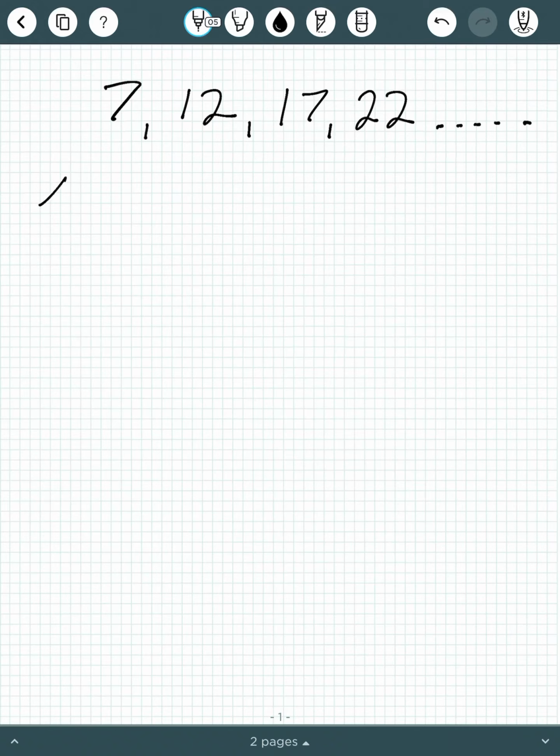So let's just pick a sequence like 7, 12, 17, 22, and it'll continue in that same way. So that's our sequence. Again, that's arithmetic because we're adding 5 each time as it grows.